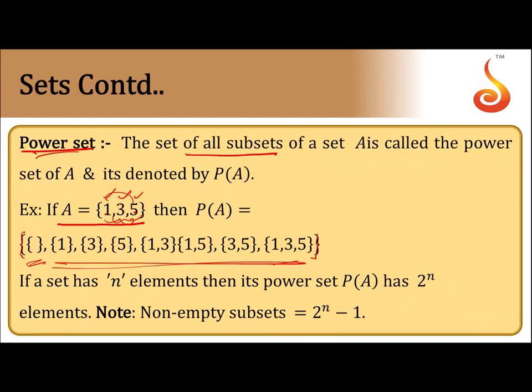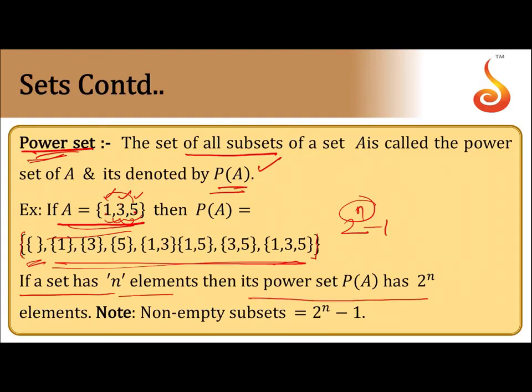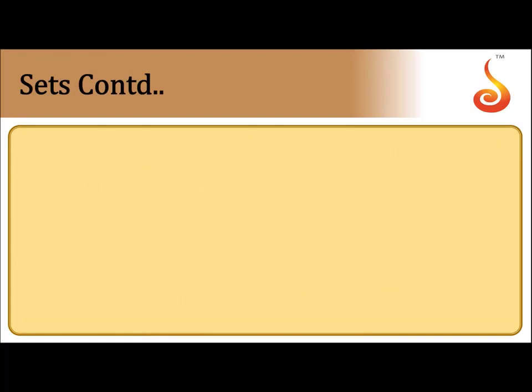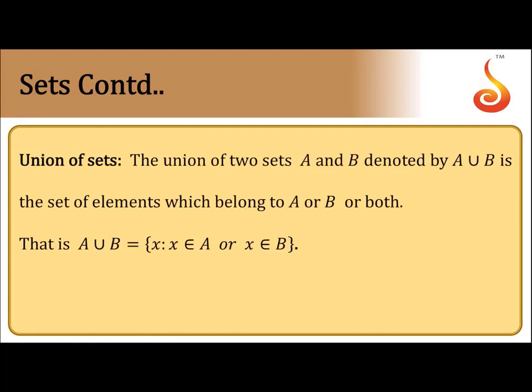The power set is denoted by P(A), where n indicates the number of elements in the set A. If the set has n elements, its power set has 2 to the power n elements. I'm sorry, I said 2 to the power n minus 1 earlier, but it is 2 power n only. 2 power n minus 1 is nothing but the non-empty subsets, which means we have to remove the null set. That's how we describe the power set.